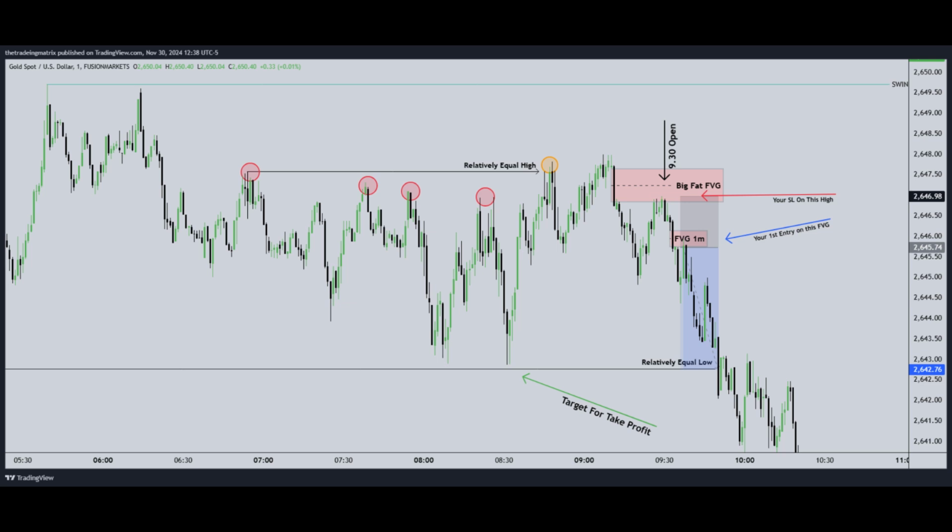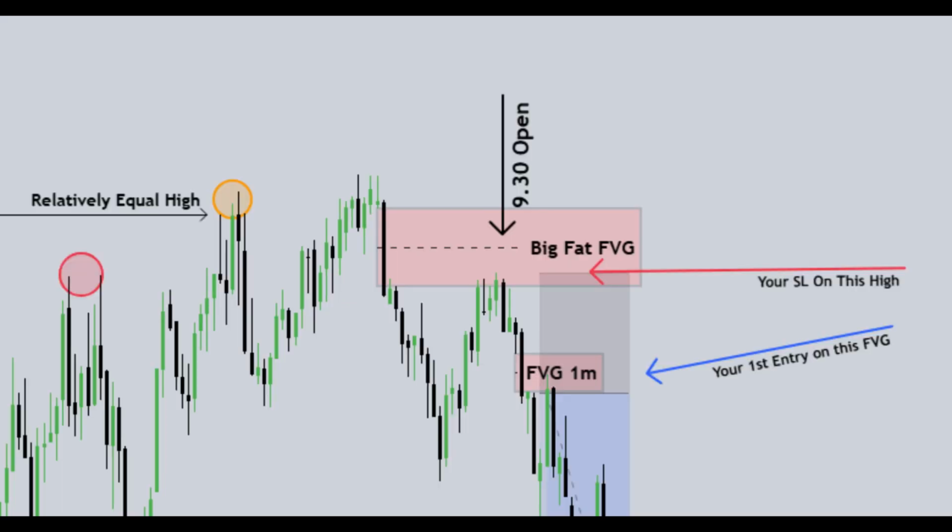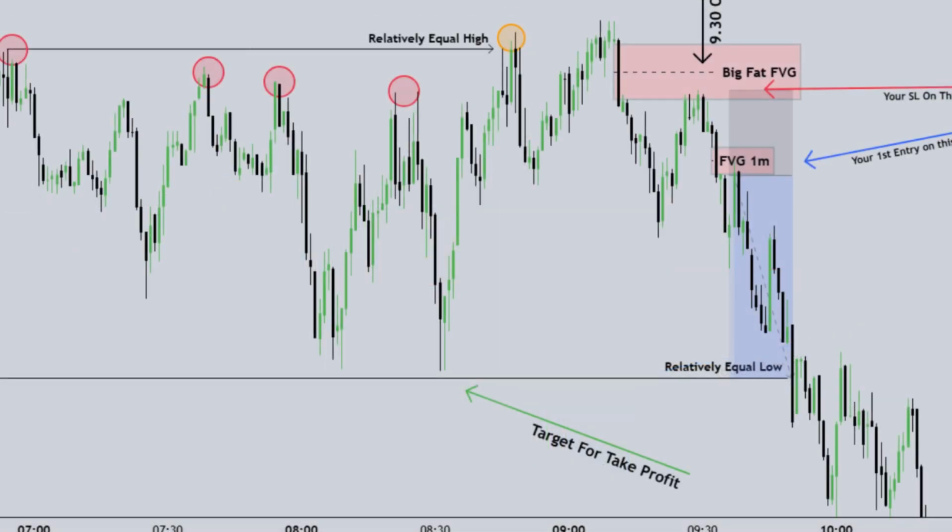Step 4. Entry execution. Some traders might place a limit order at key levels, but I prefer to wait for a reaction at the PDRA, premium discount range area, or any other point of interest. Once the reaction occurs, I look for an FVG to refine my entry. In this trade, we waited for the 9:30 a.m. reaction and then entered on a clear FVG setup. Remember, trading rules are there to protect us. For me, this means taking my take profit (TP) at a predefined target.